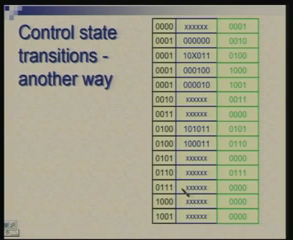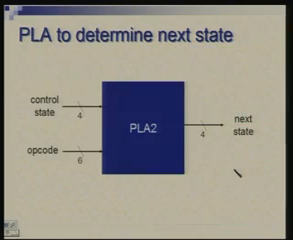So now you can look at it in a more conventional form, a truth table, where the first 2 columns represent the input, so together a 10-bit input and 4-bit output. So here is a PLA which will implement this, taking 4 bits of control state and 6 bits of opcode to produce the next state, which has 4 bits.